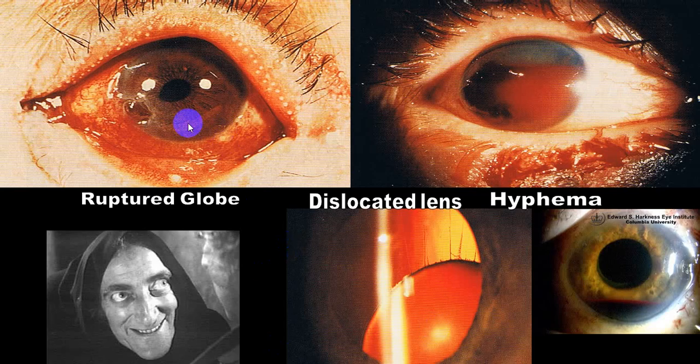You can have a rupture in the globe, hyphema, dislocated lens. This is a dislocated lens. You can see one border of the lens. So this is a dislocated lens. You can have ectopia lentis also.